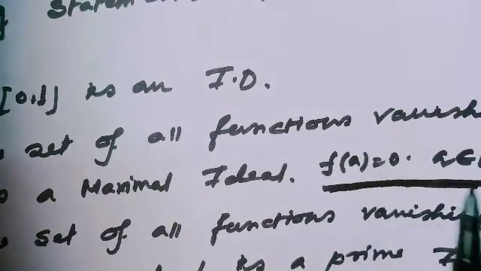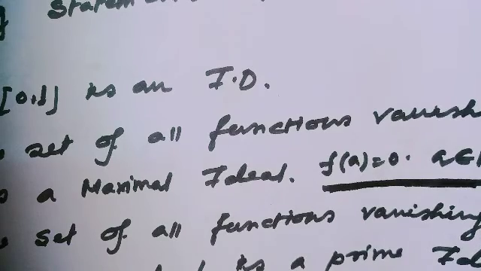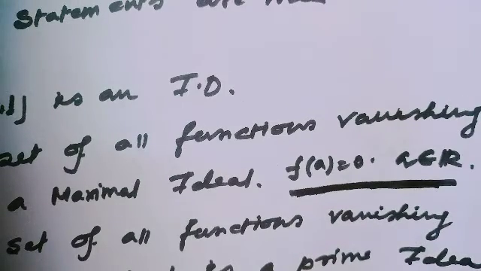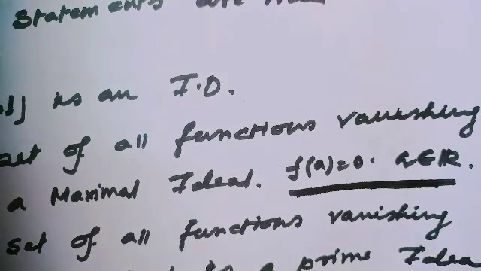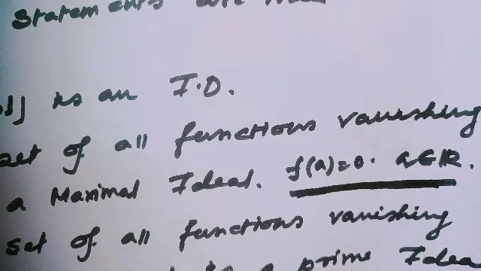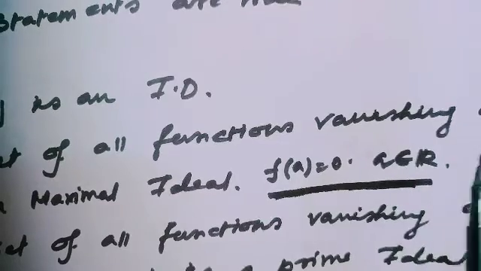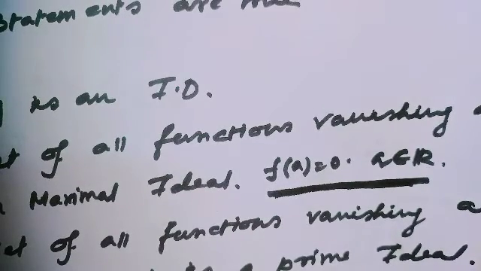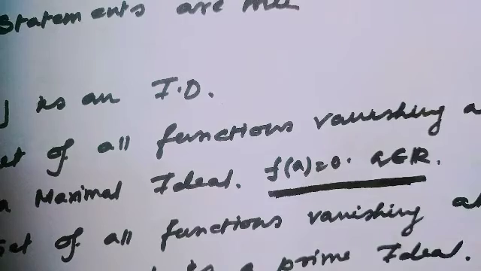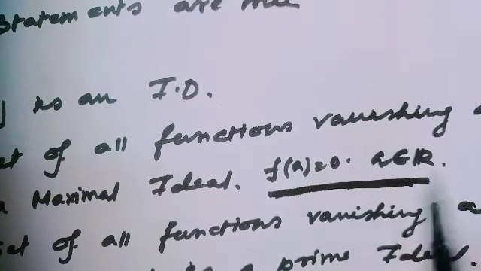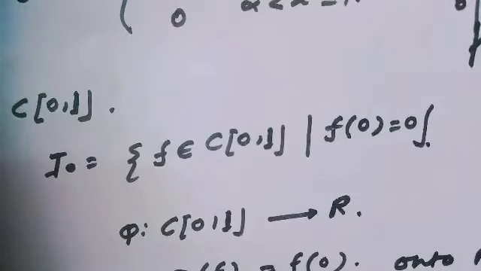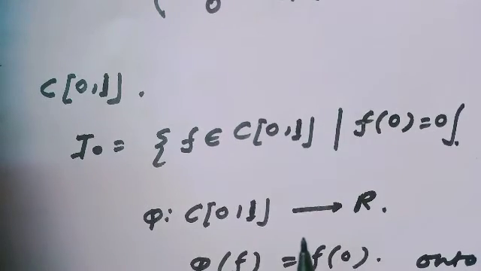But here I have also seen the set of all functions which vanish at 2 points. This will not be a maximal ideal. The only maximal ideal is the set of all functions which vanish at a single point. Here consider the functions vanishing at the point 0. Here the point a is 0. That means f(0) equal to 0. For this, I will use another method.